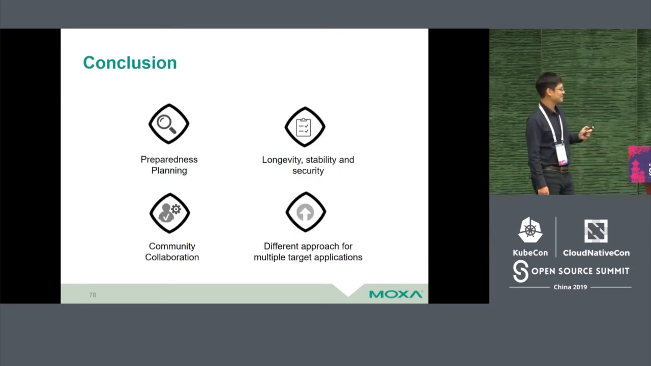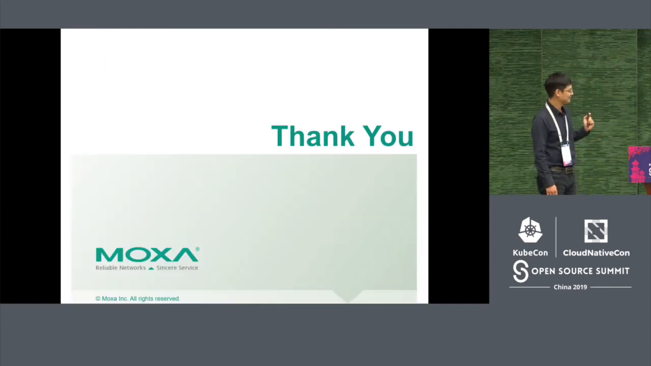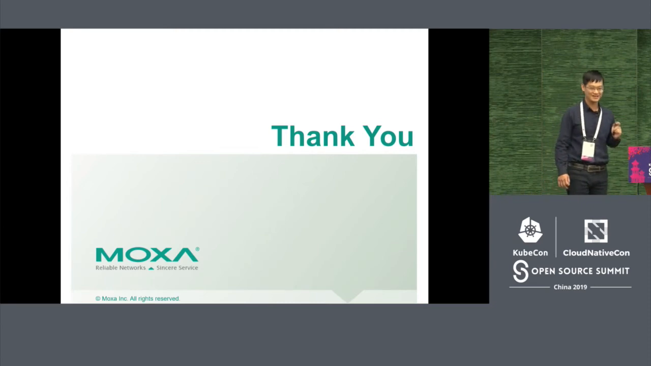Okay, this is my conclusion: we have to plan our design and target application. The industrial application needs longevity, stability, and security. We need to collaborate with the community, so we use a lot of open source. And the last one is, we cannot get the best solution, but a suitable solution for our application. That is my presentation. Thank you.